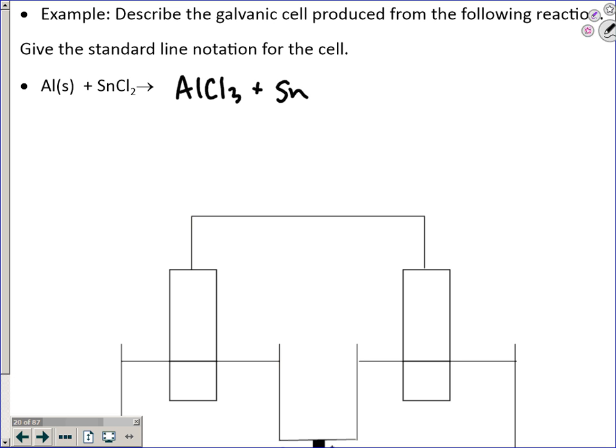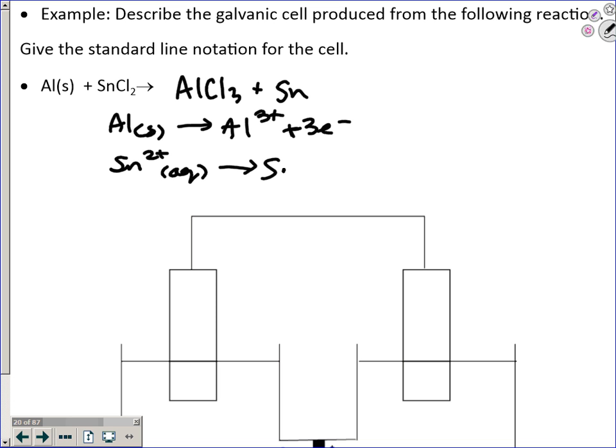So we need to verify that we have an oxidation and a reduction process here. So let's break those down into half reactions and ensure that. Marcus, get me started. Aluminum solid to aluminum ion. And tin, tin 2 plus ion, good, to tin solid. And we should then have electrons where here? On one side, two. Good.